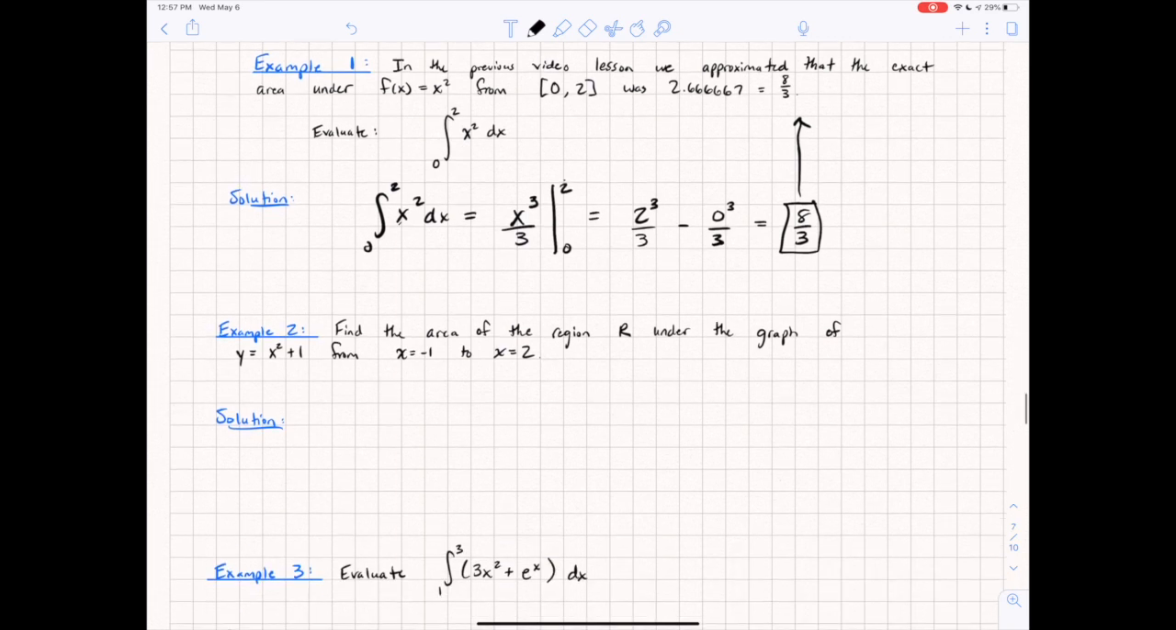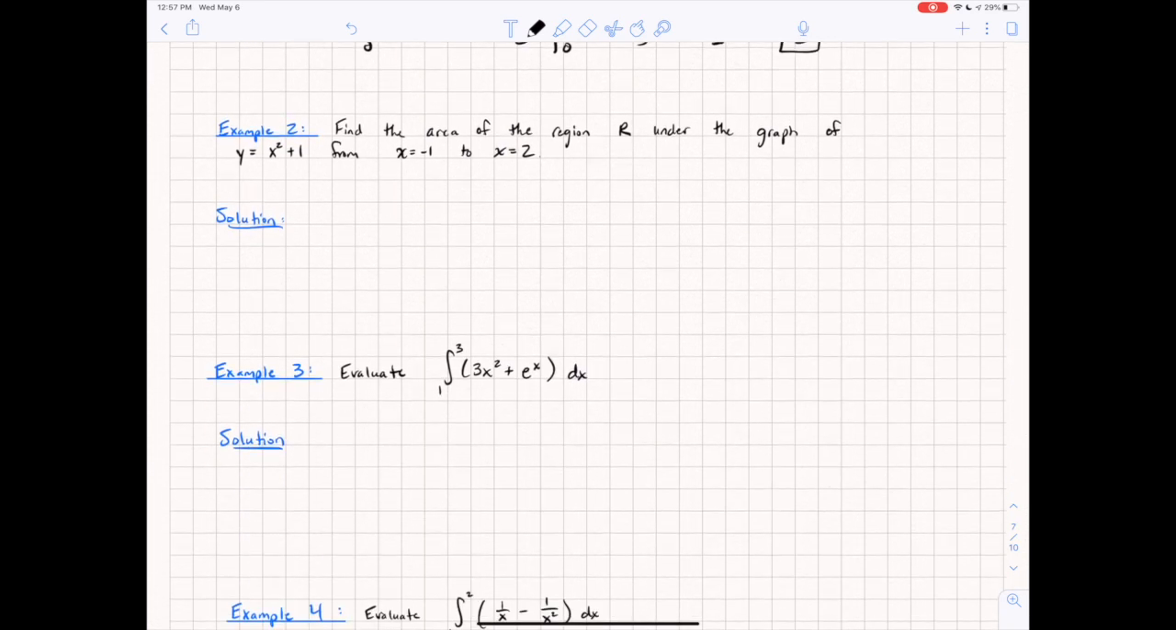All right, well, what about if we look at a function that's a little bit harder? So example 2. Find the area of the region R under the graph of y equals x squared plus 1 from x equals negative 1 to x equals 2. All right, so this means that if I'm trying to find the region, then I'm trying to evaluate the definite integral from negative 1 to 2 of x squared plus 1 dx.